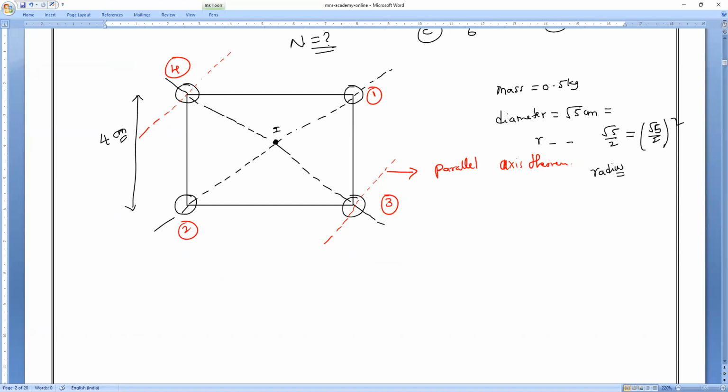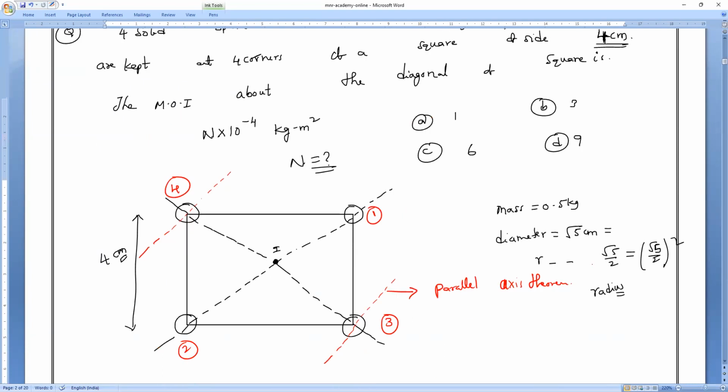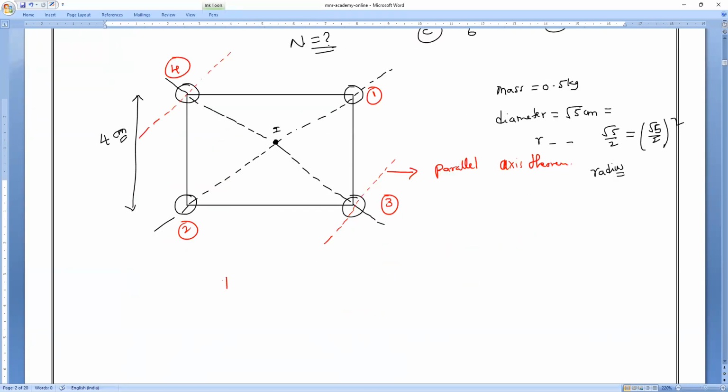As the axes are parallel to each other, the total moment of inertia possessed by the body is equal to the sum of the individual moments: I1 plus I2 plus I3 plus I4. Now, what are I1 and I2? This is 1, this is 2, this is 4 and this is 3. As they have the same mass and same diameter, the moment of inertia is same or different? It is same.